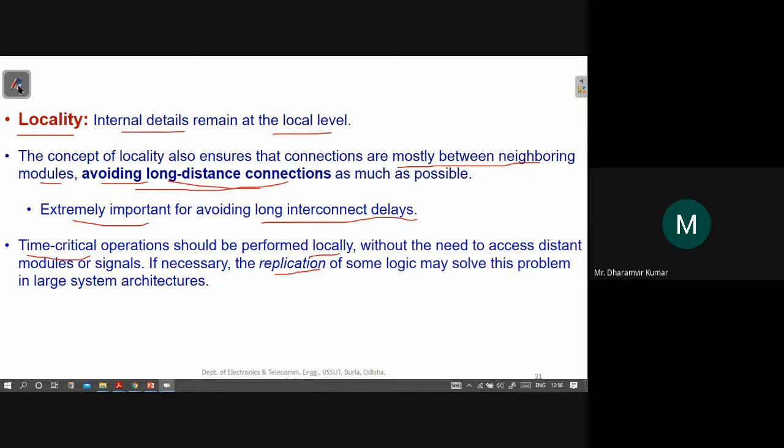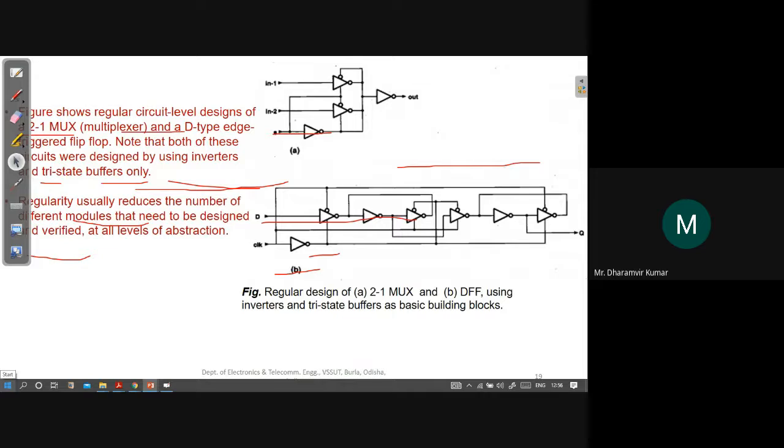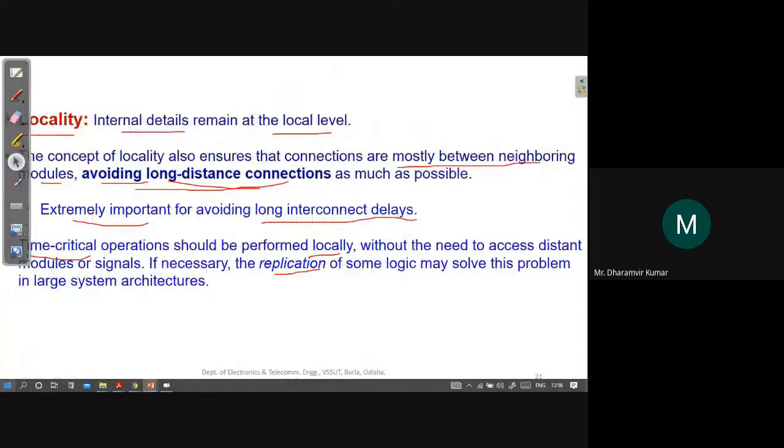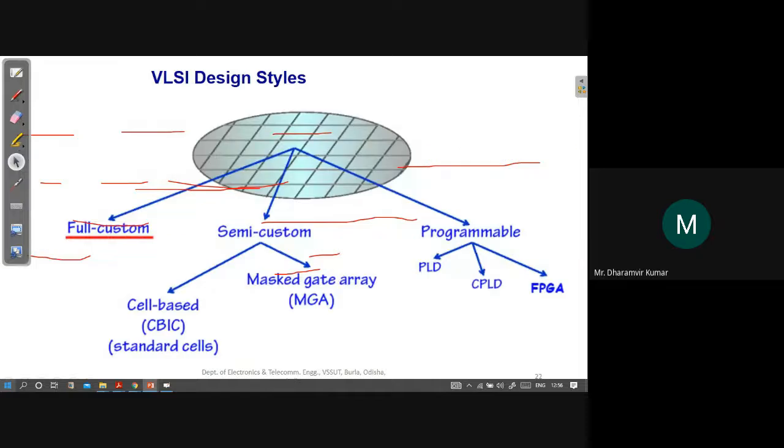So these are the important concepts: locality, modularity, and regularity. These are some important concepts from the design point of view, and they have their impact on the design process and on the performance of the chip.